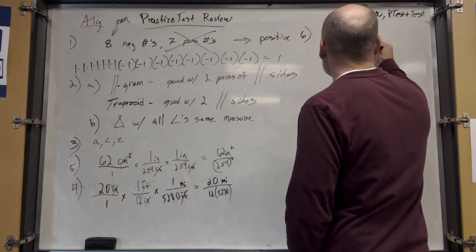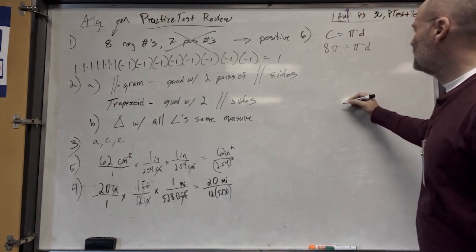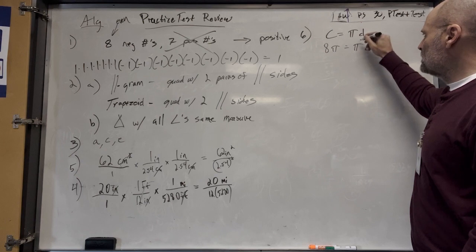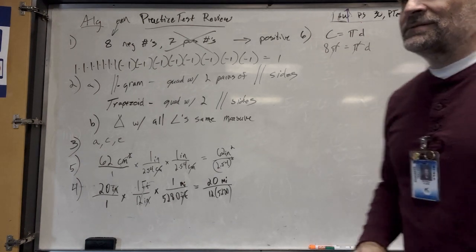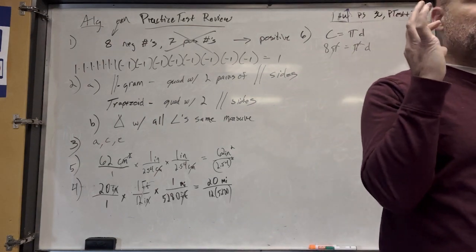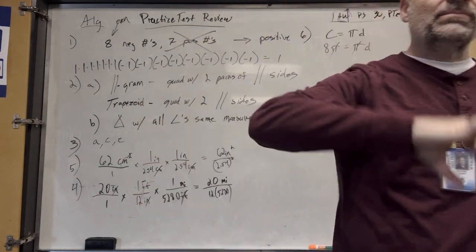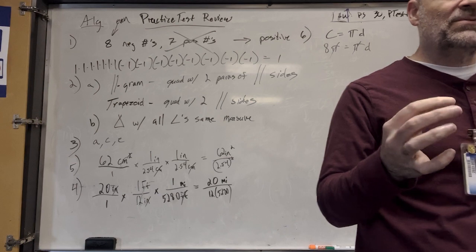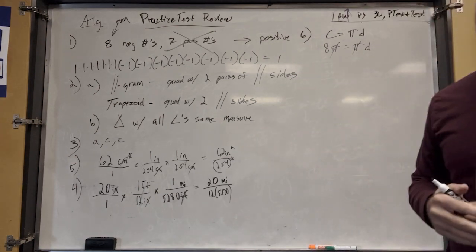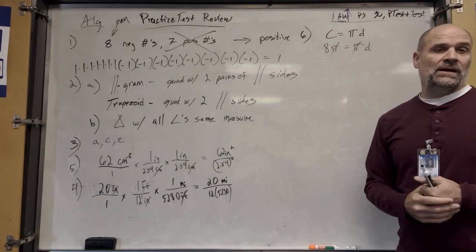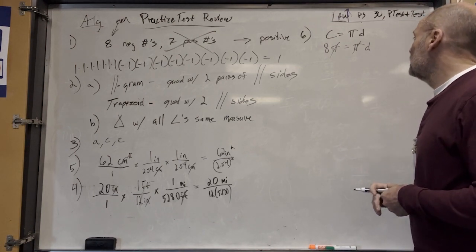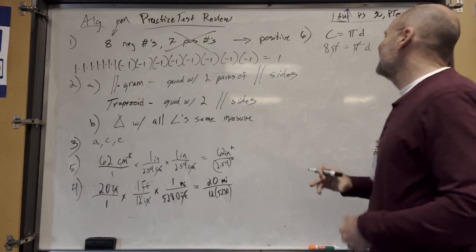So this is 8 pi. This is pi times diameter. You're solving for diameter. Guess what? You can just do that. Diameter equals 8. Or remember, to get a circumference, you just tag on a pi. You multiply by pi. So to go backwards, you divide by pi. So if it's 8 pi and you divide by pi, then you just cancel out the pi. All right? Piece of cake.